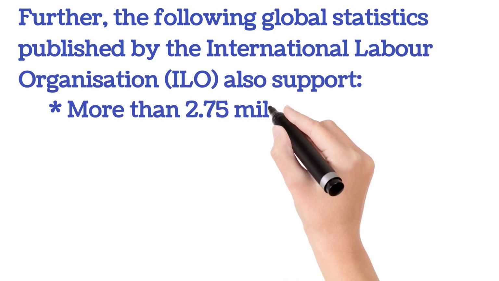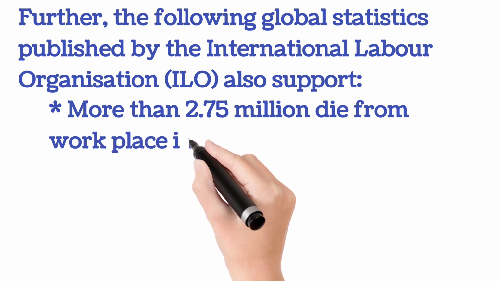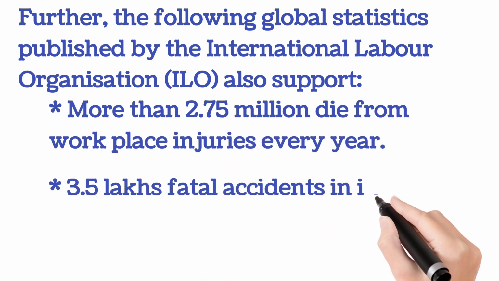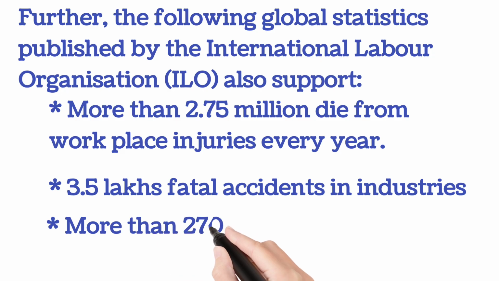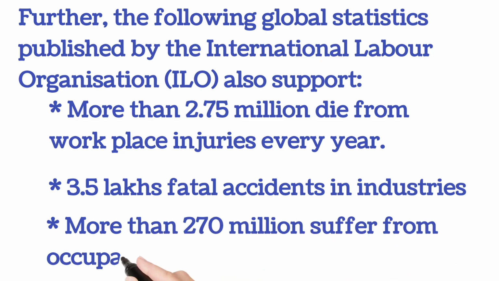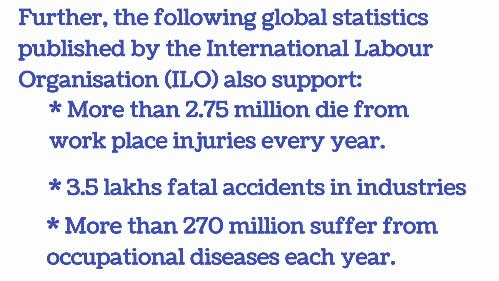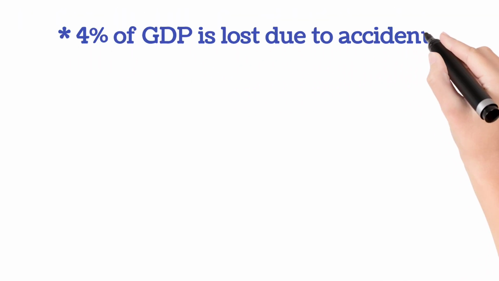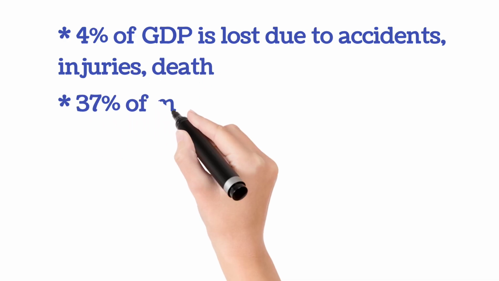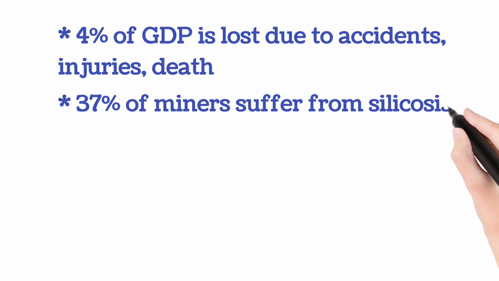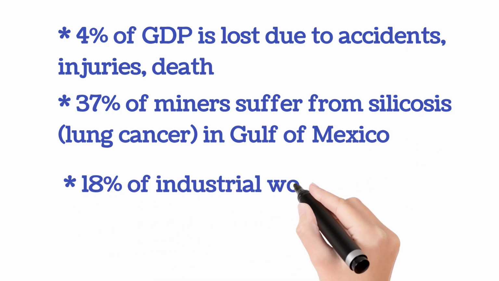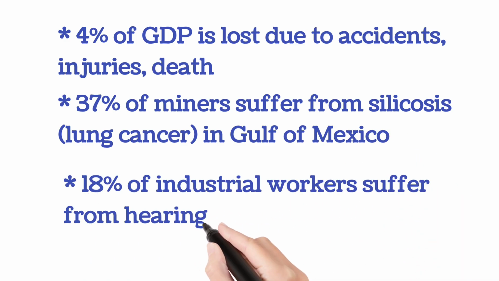More than 2.75 million die from workplace injuries every year. 3.5 lakh fatal accidents occur in industries. More than 270 million suffer from occupational diseases each year. 4% of GDP is lost due to accidents, injuries, and death. 137% of miners suffer from silicosis and lung cancer in the Gulf of Mexico. 18% of industrial workers suffer from hearing loss, as per WHO.